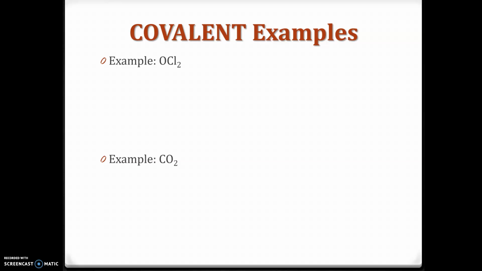The first example that we're going to look at is OCl2. With OCl2, we have 2 nonmetals. Oxygen and chlorine are both nonmetals. And so the first thing that we're going to do is count their valence electrons.